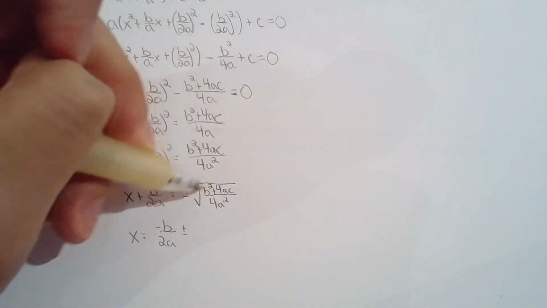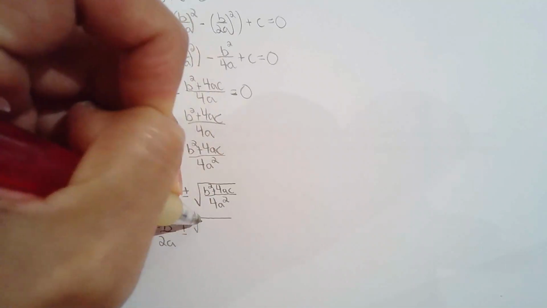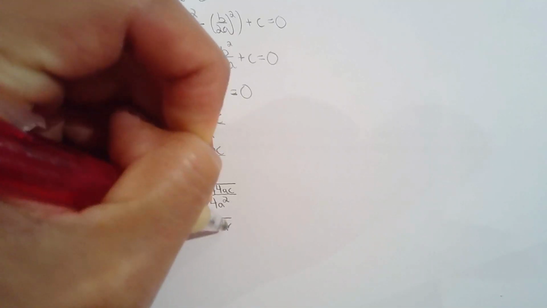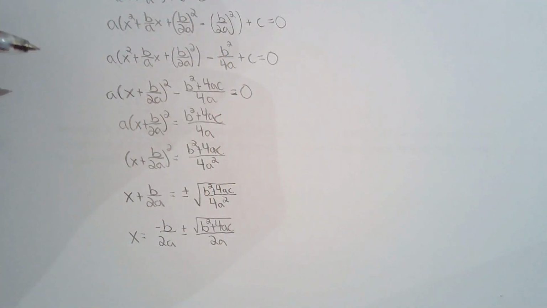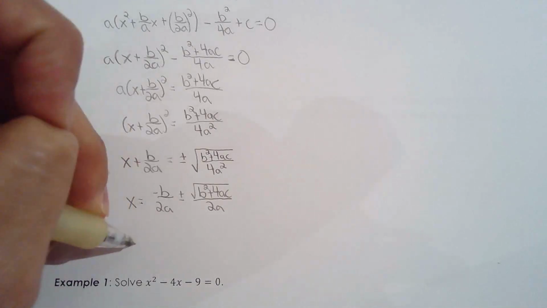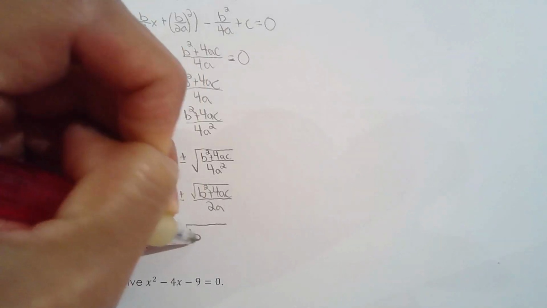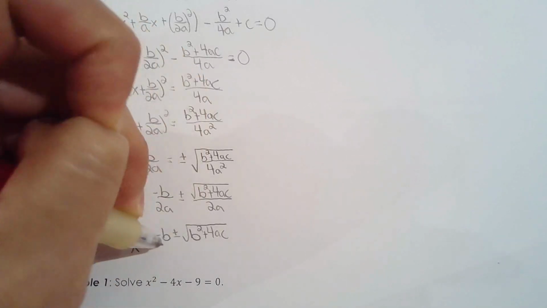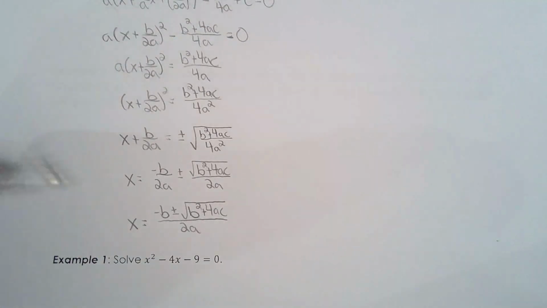Now, if you look at this radical, the denominator is 4a squared. That's a perfect square, so you can simplify that to be 2a, because the square root of 4a squared is just 2a. So with a common denominator, you can simplify one last step. Again, negative b plus or minus the square root of b squared minus 4ac, all over 2a. Bam! That is it. That is the quadratic formula.